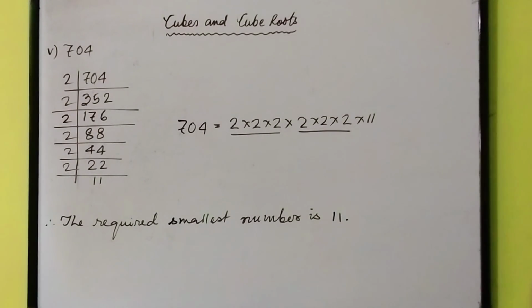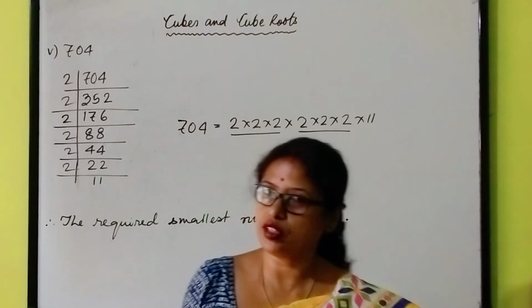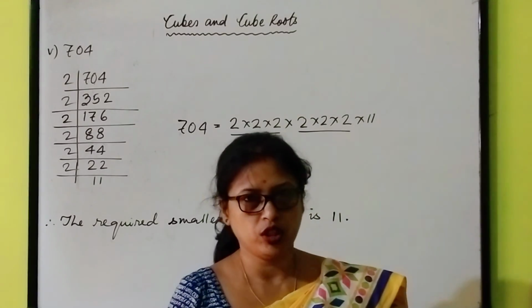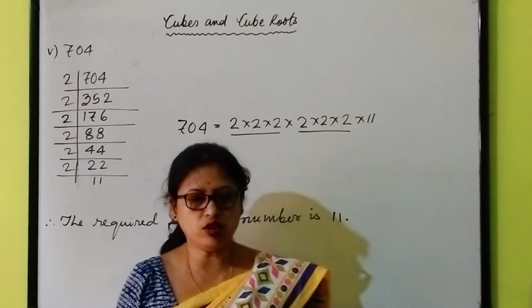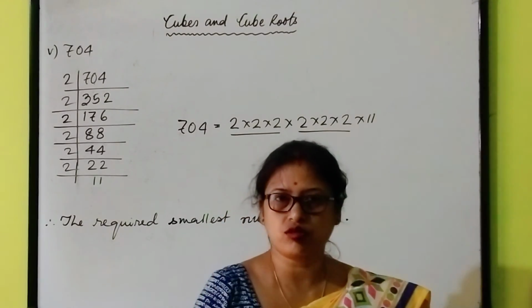So this is all about your first exercise, Exercise 7.1. Two exercises are there, 7.1 and 7.2. 7.1 is already over. And question number 4 is not required from this exercise.